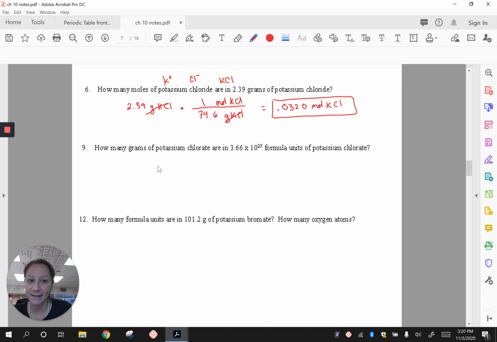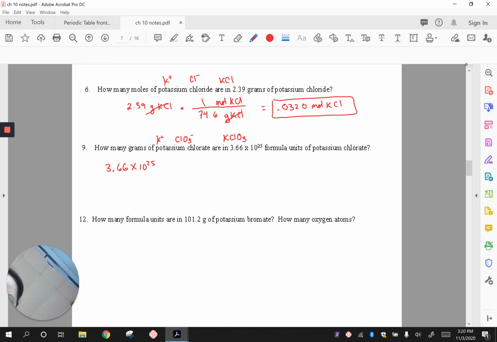Let's try number 9 next. Number 9 says, how many grams of potassium chlorate are in 3.66 times 10 to the 25th formula units of potassium chlorate? So potassium chlorate, potassium ion is K+, chlorate ion is ClO3-, so potassium chlorate is KClO3. So let's write down what we have, 3.66 times 10 to the 25th. I'm going to abbreviate this as FUN, formula units of KClO3.